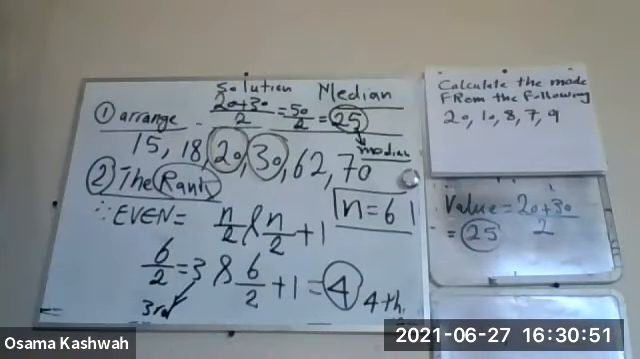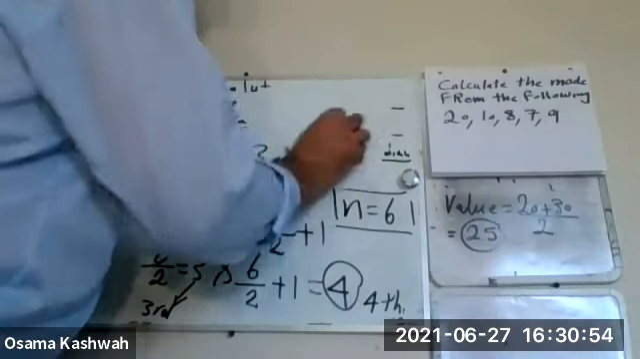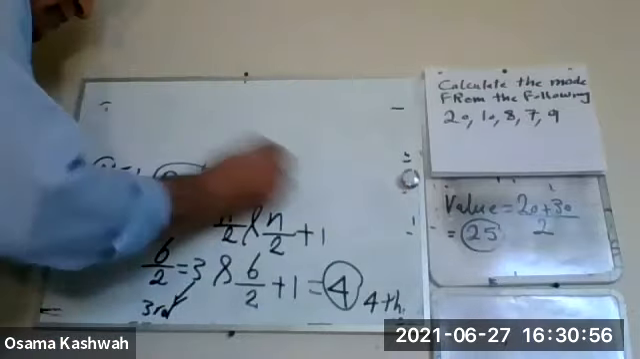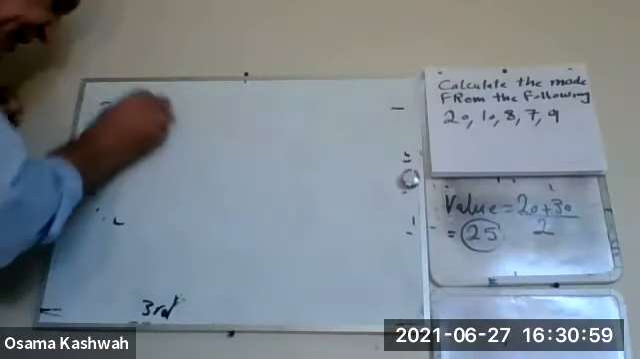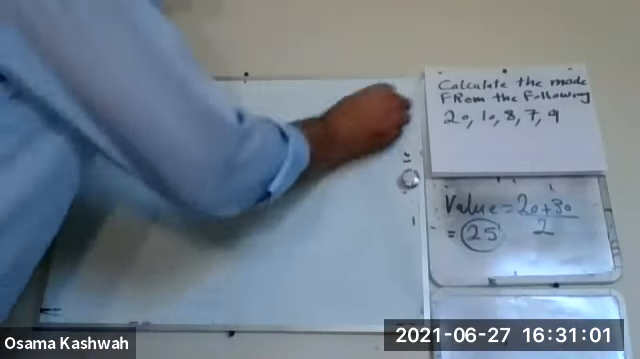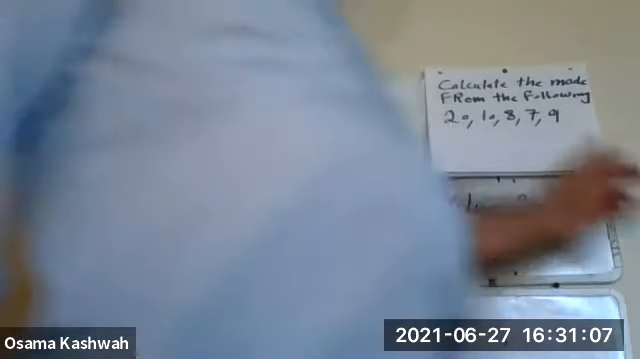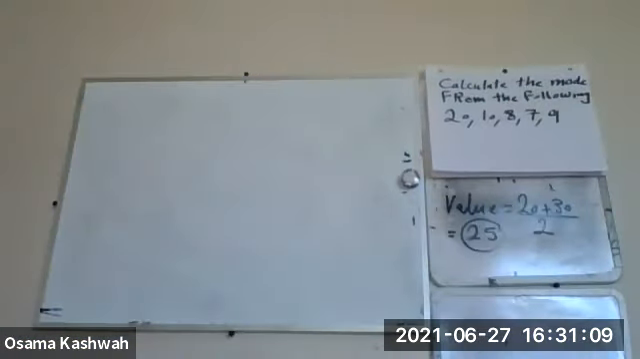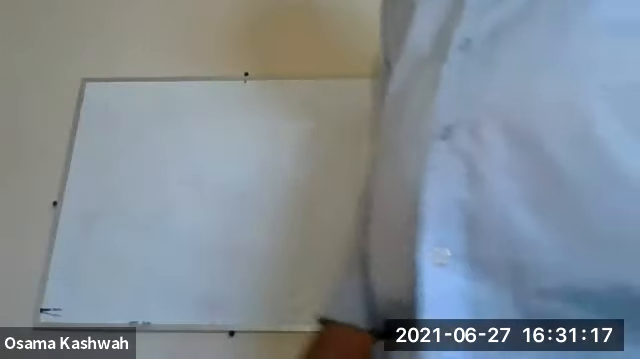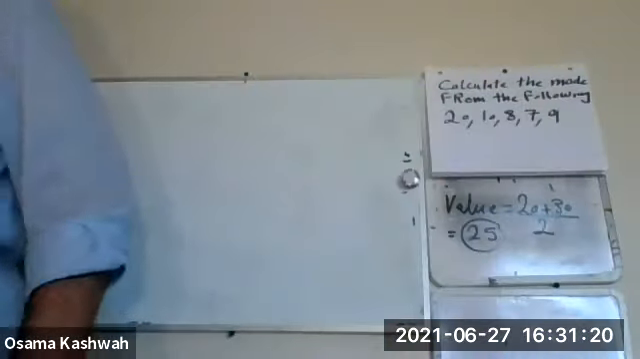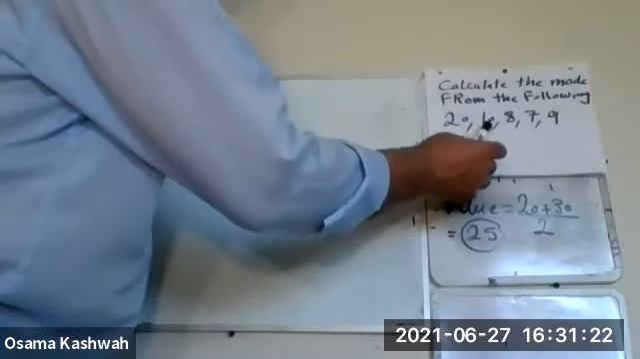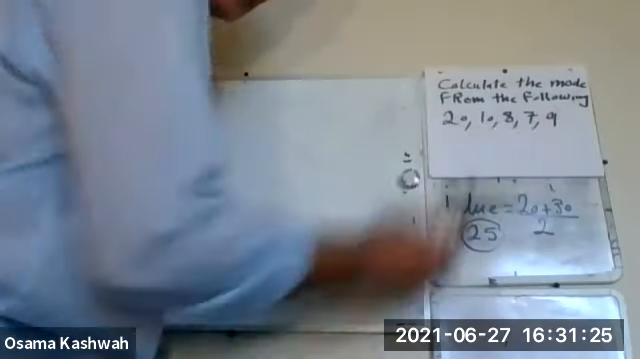Okay, let's see an example. I have it here on the board so we can save the time of writing. Here we say, calculate the mode from the following. I have here some numbers: 20, 10, 8, 7, 9.